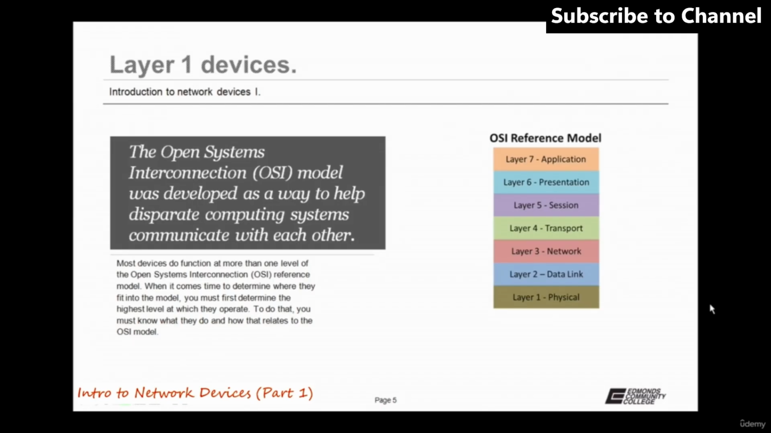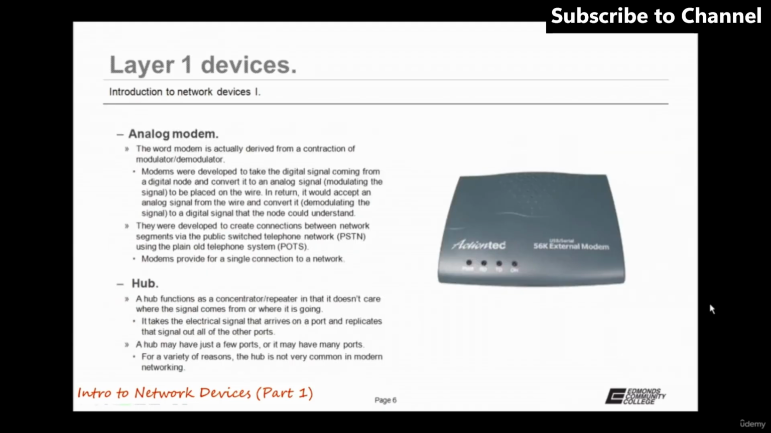Now, most devices do function at more than one layer of the OSI reference model. But when it comes time to determine where they fit into the model, you must first determine the highest level at which they operate, because that's where they fit into the OSI model. To do that, you must know what they do and how that relates to the OSI model. And with that, let's talk about analog modems.